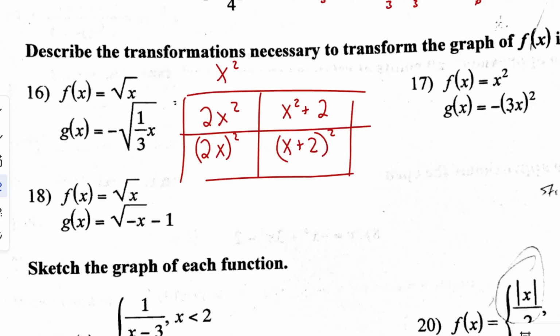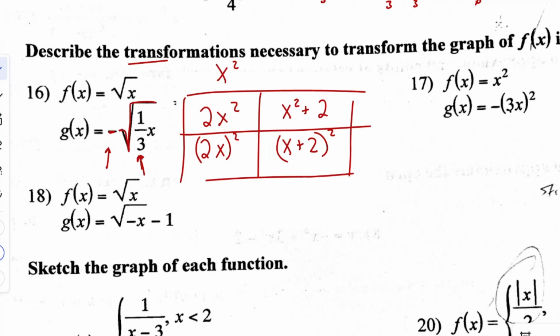I'm on 16. Looks like we're doing some transformations. So this one, we've got a number inside the function and a number outside the function. It's a negative. So let's see, this one is going to be a vertical flip. It's negative. I know it's vertical because it's outside.